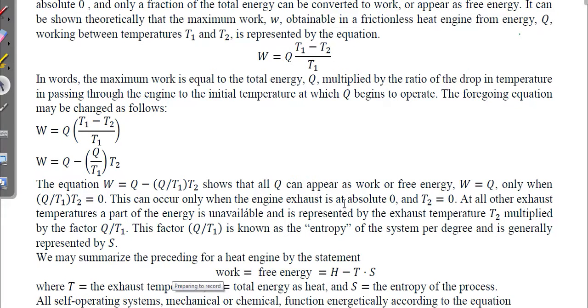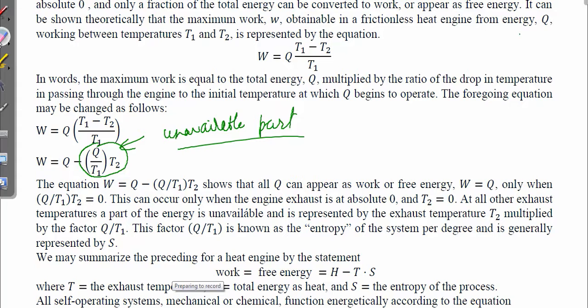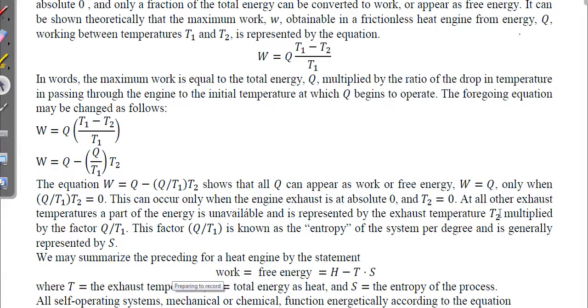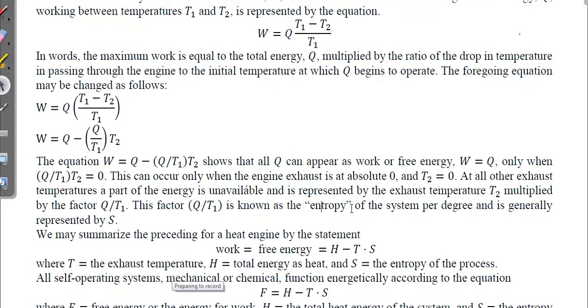This can occur only when the exhaust is at absolute 0, that is T2 equal to 0, and this is not possible. So at all other exhaust temperatures, a part of the energy is unavailable. We can't get work from this unavailable part of energy. It will be lost. Okay. We see it is the unavailable part, represented by the exhaust temperature T2 multiplied by this factor, and this factor Q by T1 is known as the entropy of the system.